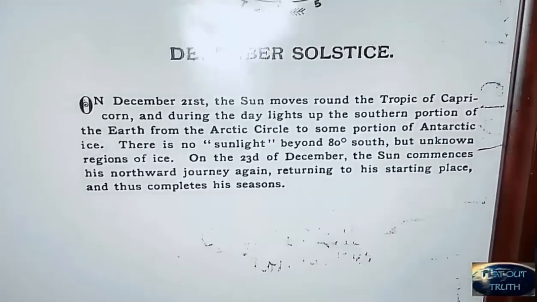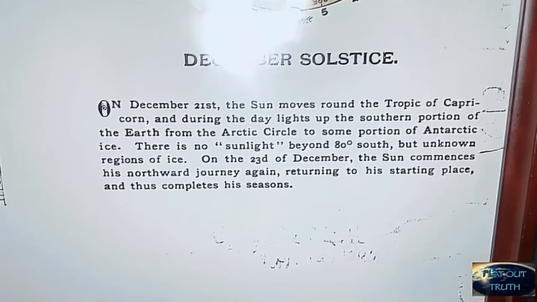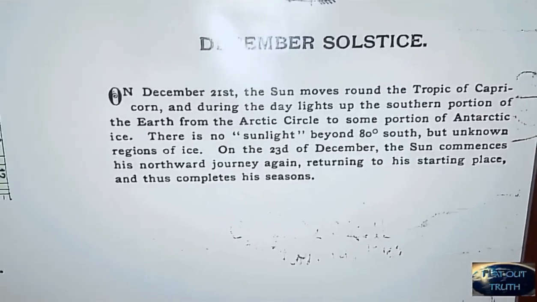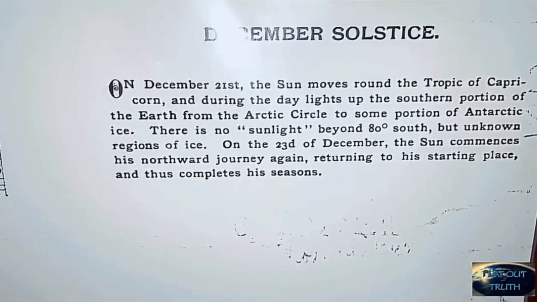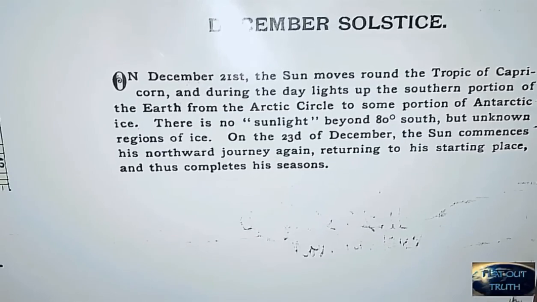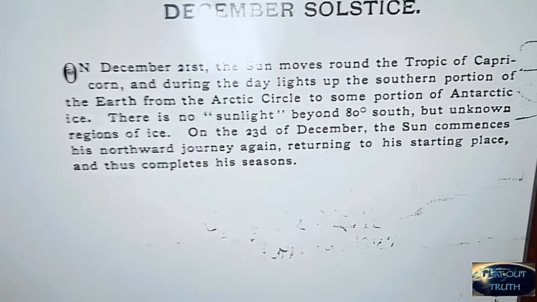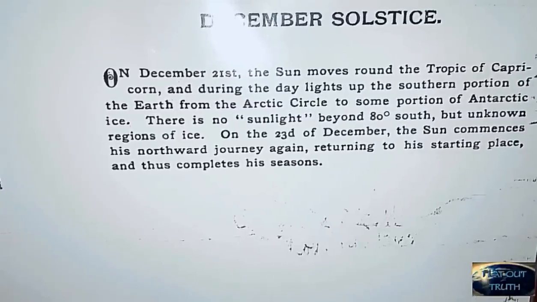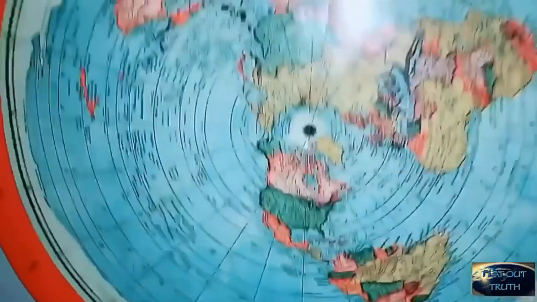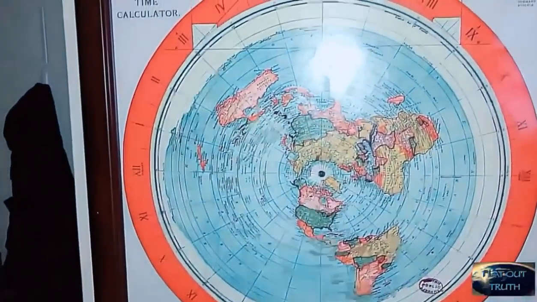Okay, on December the 21st, the sun moves around the Tropic of Capricorn, and during the day lights up the southern portion of the Earth from the Arctic Circle to some portion of Antarctic ice. There is no sunlight beyond 80 degrees south, but unknown regions of ice. And on the 23rd of December, the sun commences his northward journey again, returning to his starting place, and thus completes his seasons. Okay, now as you can see, even the map itself tells you that the sun rotates, not the earth. Now let's move on.